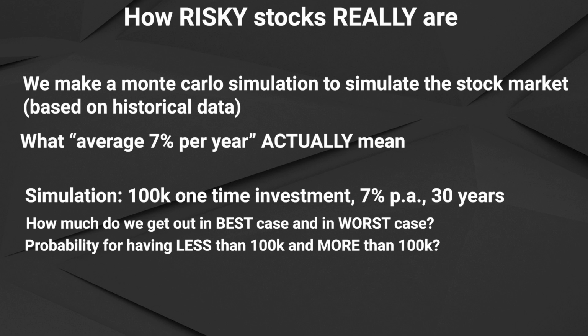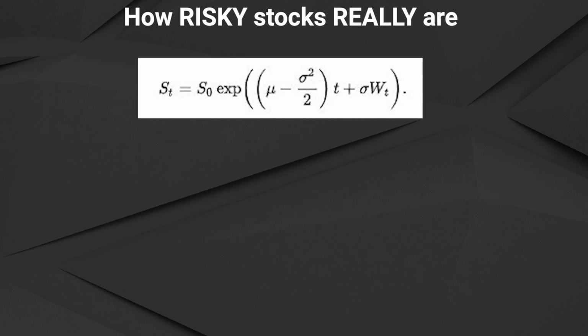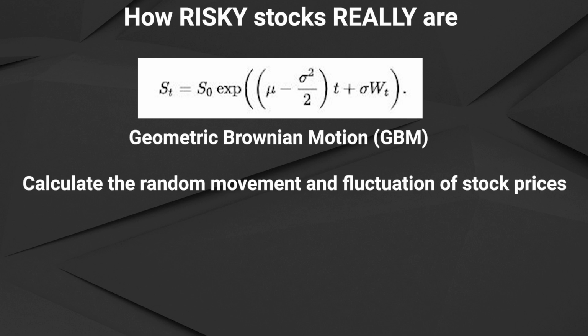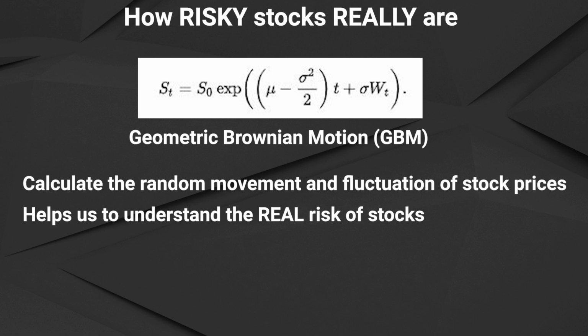Okay, before we start with Python, first a little bit of theory. We will use a so-called Brownian motion for the simulation. Brownian motion is a mathematical model that allows us to simulate the random movements and fluctuations of stock prices. In the financial world, it's used to generate many possible scenarios of price developments. This way we can depict a wide spectrum of possible developments of our investments and better understand what could happen to our money in different market situations.